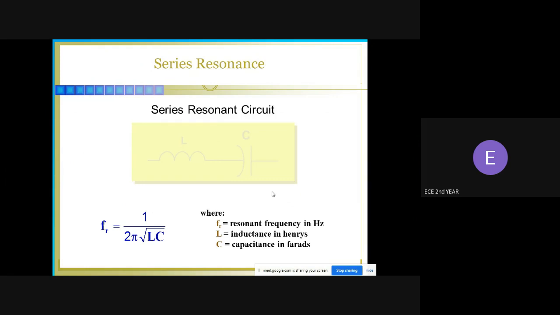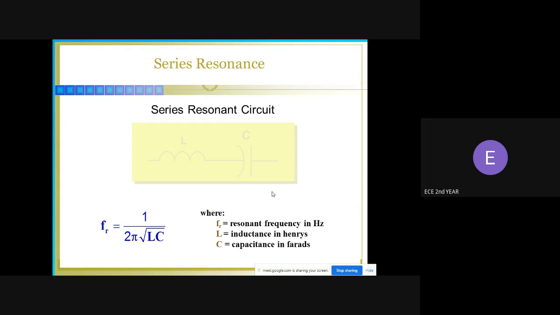Series resonance circuit. In a series resonance circuit, we have R, L, and C. Here we will discuss only L and C. The resonance frequency is F_R equal to 1 divided by 2 pi root of L C, where F_R is the resonance frequency in hertz, L is the inductance value, and C is the capacitance in farads. By changing this L and C, we can obtain the required resonance frequency.